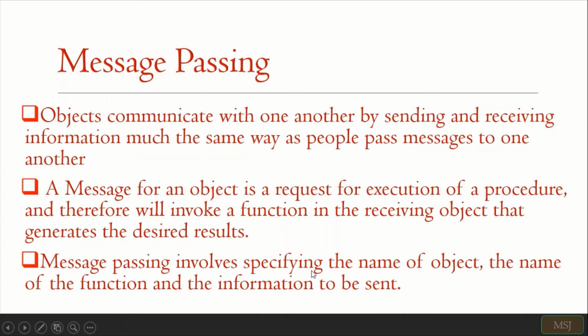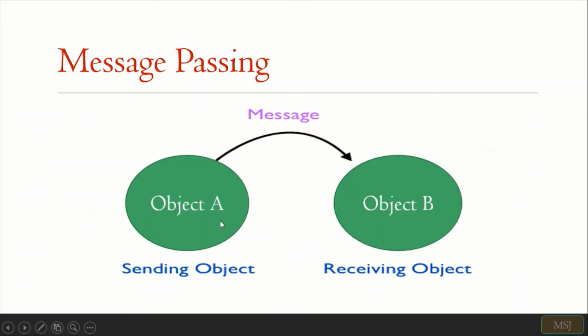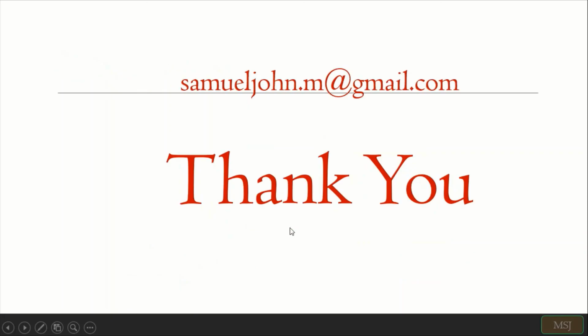So we will be writing some programs, and there you can see clearly what message passing means. Here object A is sending some information or message to object B. How do we pass? We pass a message. Then how can we really write the code? We will see in the programming example. Okay, thank you.